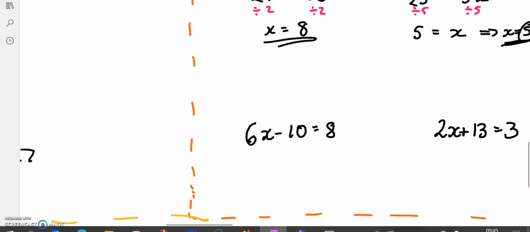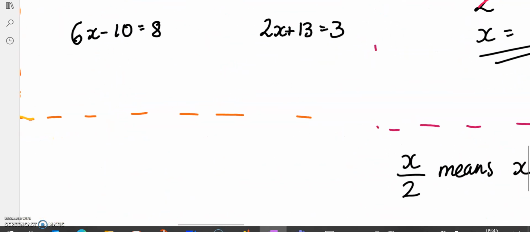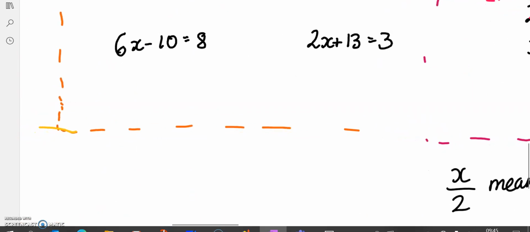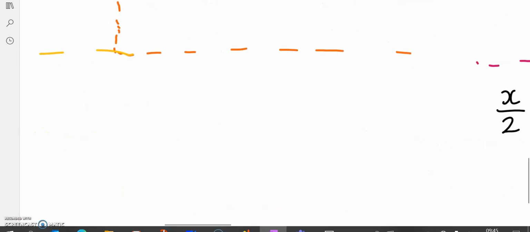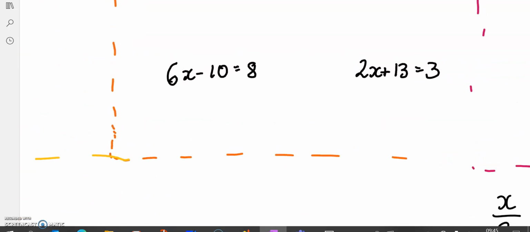6x minus 10 equals 8. Objective, we want to get the x on its own, on one side of the equals. So we've got times by 6 and then we're taking away 10. We're going to undo the take away 10. We'll add 10 to both sides. 6x equals 18.